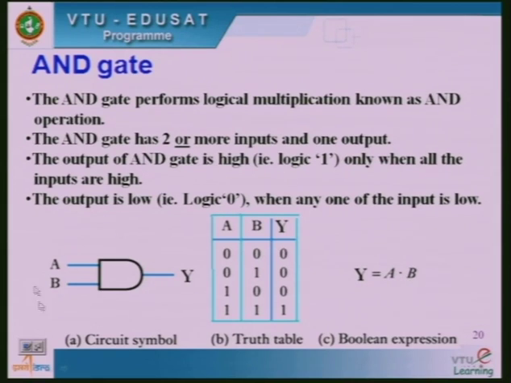So this gives an idea about the symbolic representation of the AND gate, and this gives the idea about its truth table, or how it responds to the different values of the variables given at the input, and this is the mathematical expression we write for the AND gate.